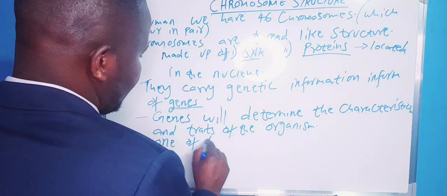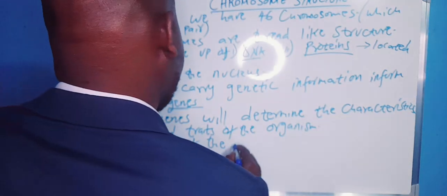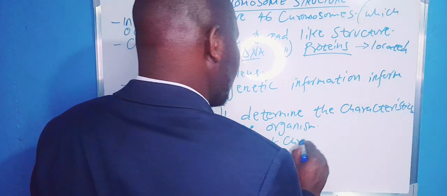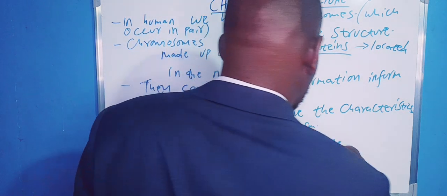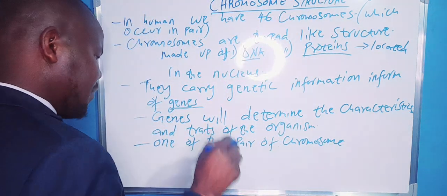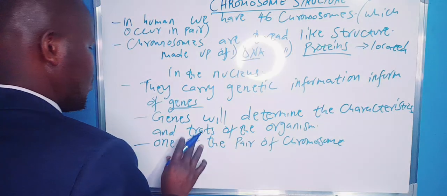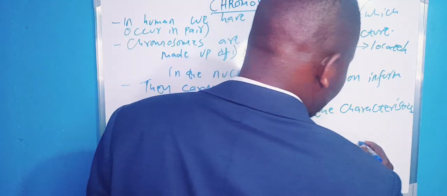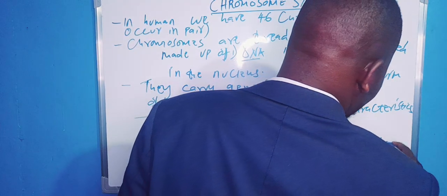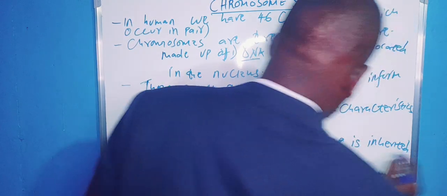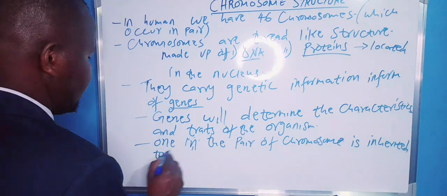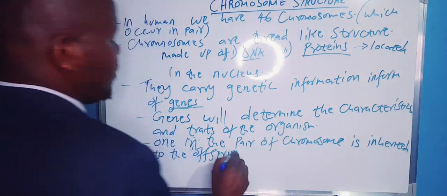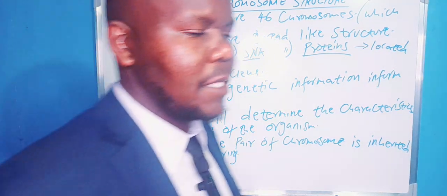One of the pair of chromosome. Not one of the pair, one in that pair. One in the pair of the chromosome is inherited to the offspring. In simple terms, this is what we mean.